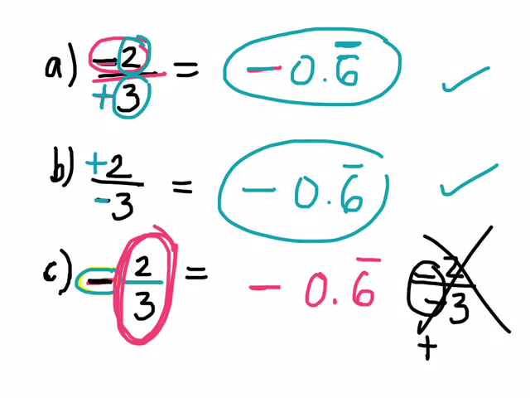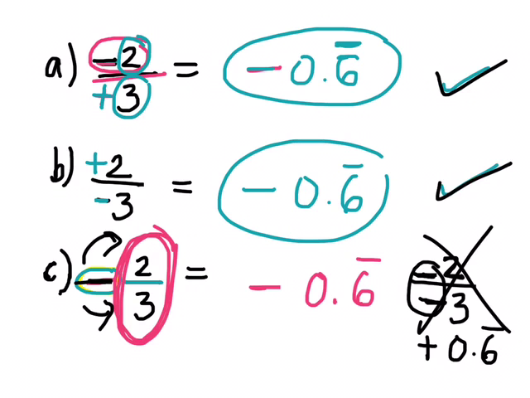So I can have -2 over +3. I can have +2 over -3, or I can just have the negative in front of it. That doesn't mean that this negative applies to both of them, okay? Because a -2 divided by -3 would be positive 0.6 repeating, right?